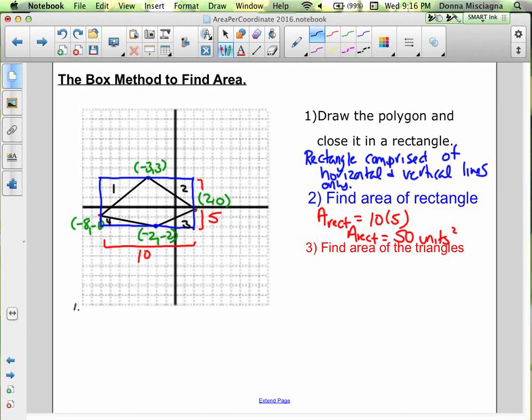So let's find the area of all of these triangles. I'll write in green here. Notice these triangles here are all right triangles.